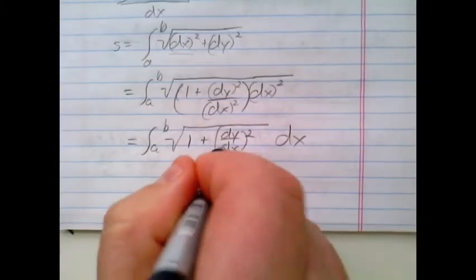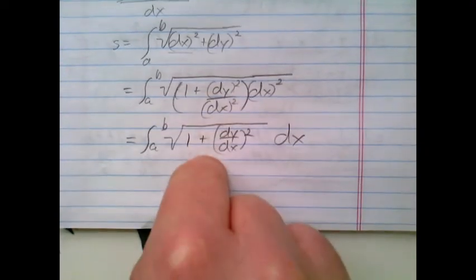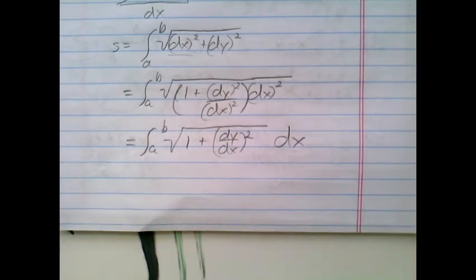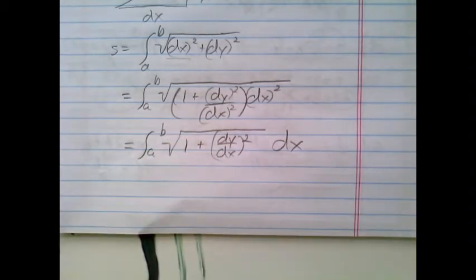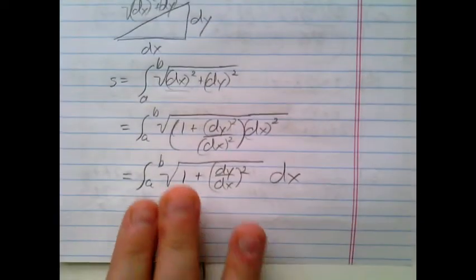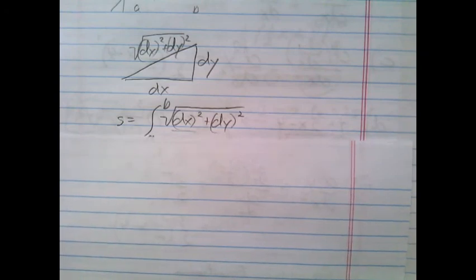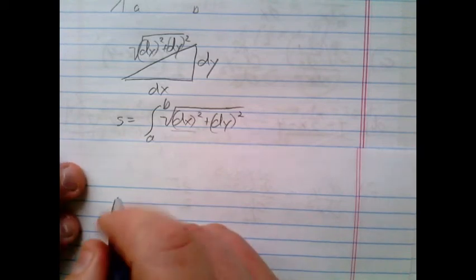Now that right there is the setup that we learned back in chapter 2, I think it was chapter 2. We learned this arc length setup for standard curves, curves where we're just using x and y. But if I want to do arc lengths for parametric curves, I need to modify this setup. To modify it, I'm actually just going to back up to here, and I'm going to do something a little different. Okay, instead of factoring out dx squared, I'm going to factor out dt squared.